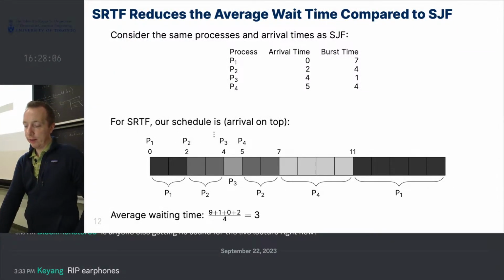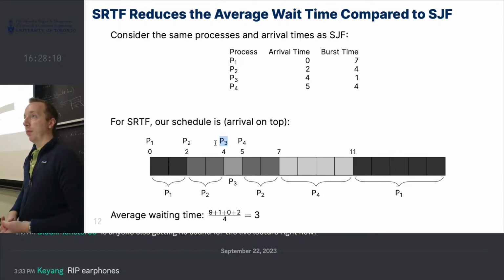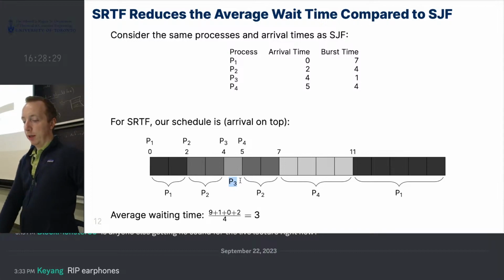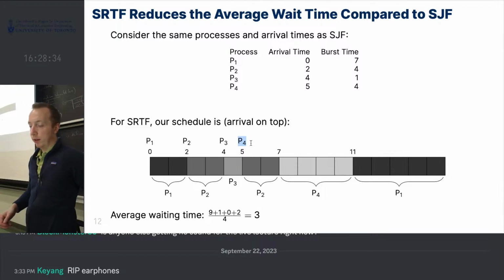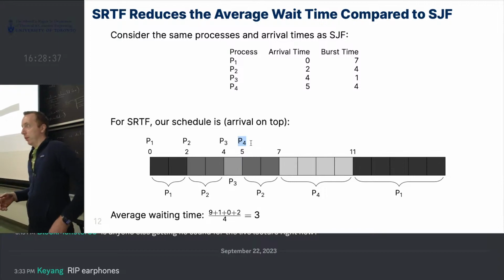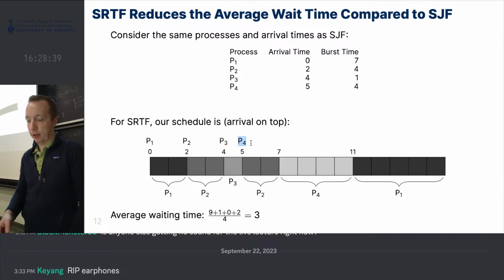At this time instant, process 2 has 2 time units remaining because of a total of 4, it's run for 2 already. The new process 3 has 1 time unit remaining, so it is now the shortest. So we would interrupt process 2 and execute process 3. It would run for its 1 time unit, and then it is finished. When it is finished, process 4 comes in, which has 4 time units remaining.